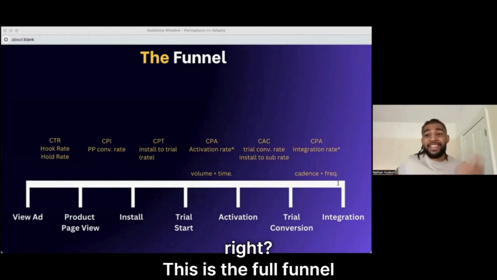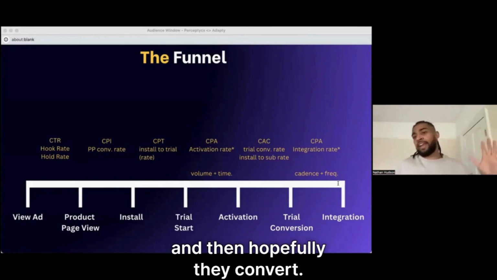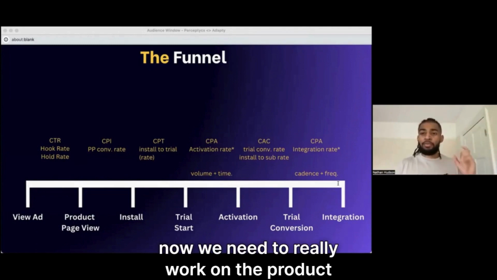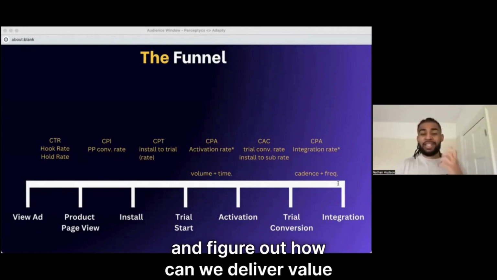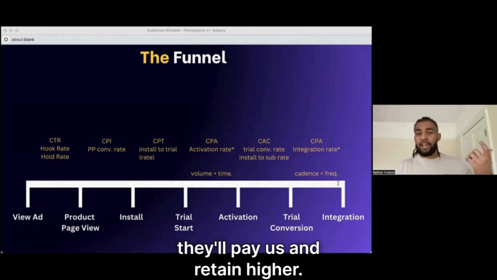right? This is the full funnel thing we're talking about. It's not just get them to start the trial and then hopefully they convert. It's like, no, now we need to really work on the product and figure out how can we deliver value before they pay us. If we do that successfully, they'll pay us and retain higher.